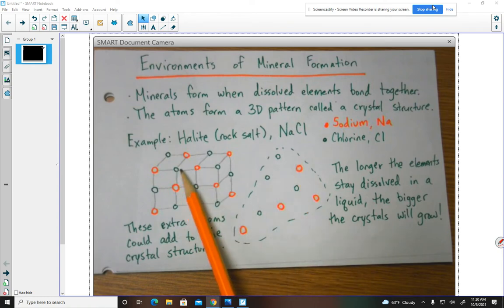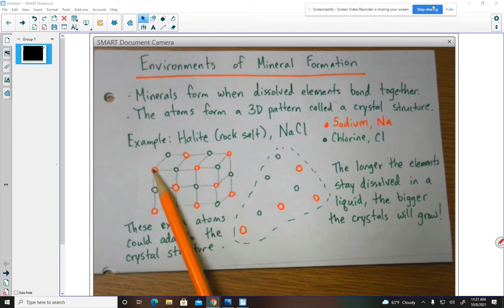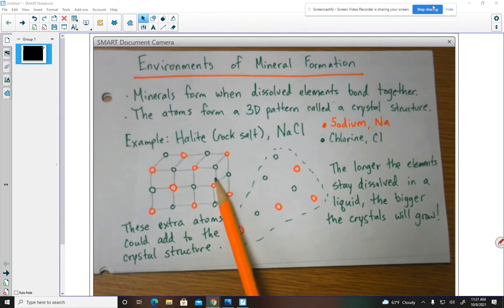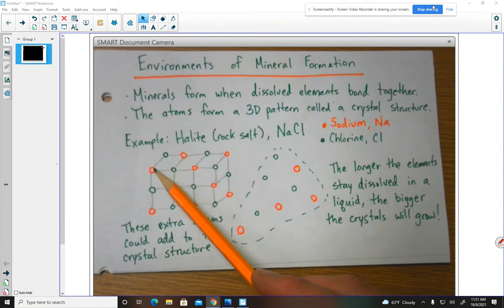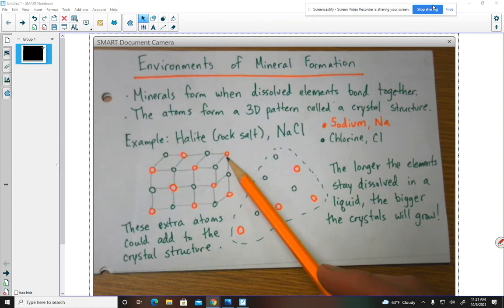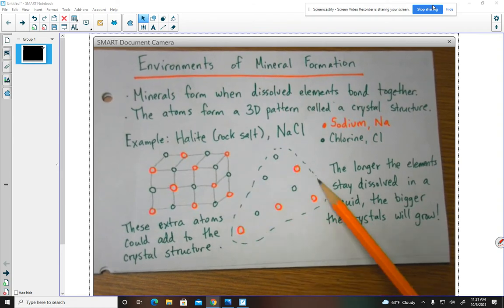And they will form a repeating pattern. It goes sodium, chlorine, sodium, chlorine. And then the next row down would be kind of just the opposite of that: chlorine, sodium, chlorine, sodium. And so we end up with what's called a crystal structure. And we tried to make ours three-dimensional by showing that they would bond off in all directions with that repeating pattern. These extra atoms that are here could add to the crystal structure by bonding into place.